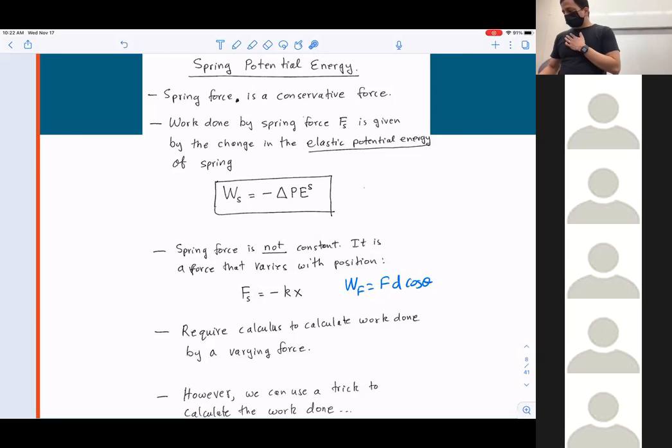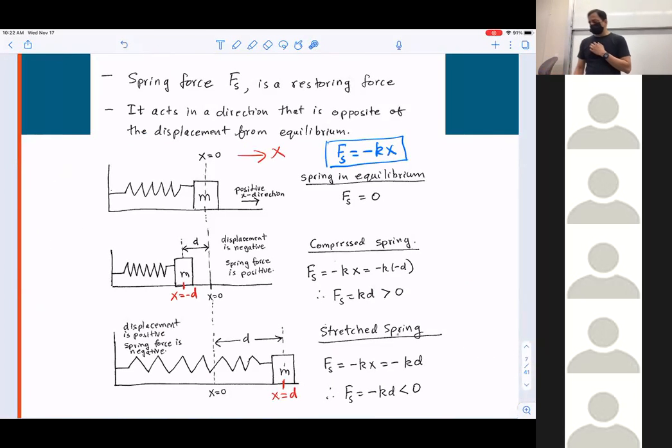So next, we can ask the question that, if you take this mass and you compress it by some amount d, or you stretch it by some amount d, what is the work done by the spring force? This is completely analogous to if you take an object and you lift it by some height, or you lower it by some height in a gravitational field. You may ask, what is the work done by gravity? So in the same way, when you stretch this spring or compress it, you can ask, what is the work done by the spring force?